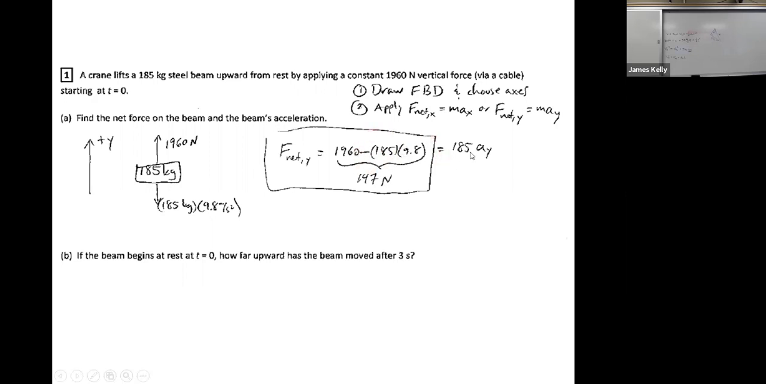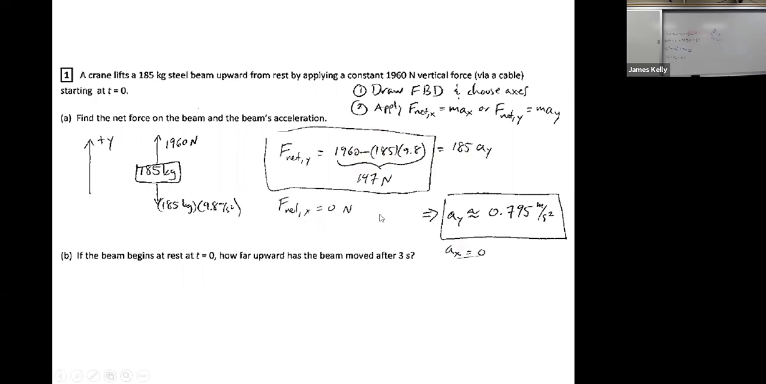And I'm going to set it equal to m a_y, sum of the force y components, and I could then solve for a_y. In this case, we'll find that it accelerates upward at 0.785 meters per second squared, quite a bit less than free fall rate. And if you had done the x components, you would find the net force x component was 0 and a_x was 0 as well. There's really nothing going on in that direction.